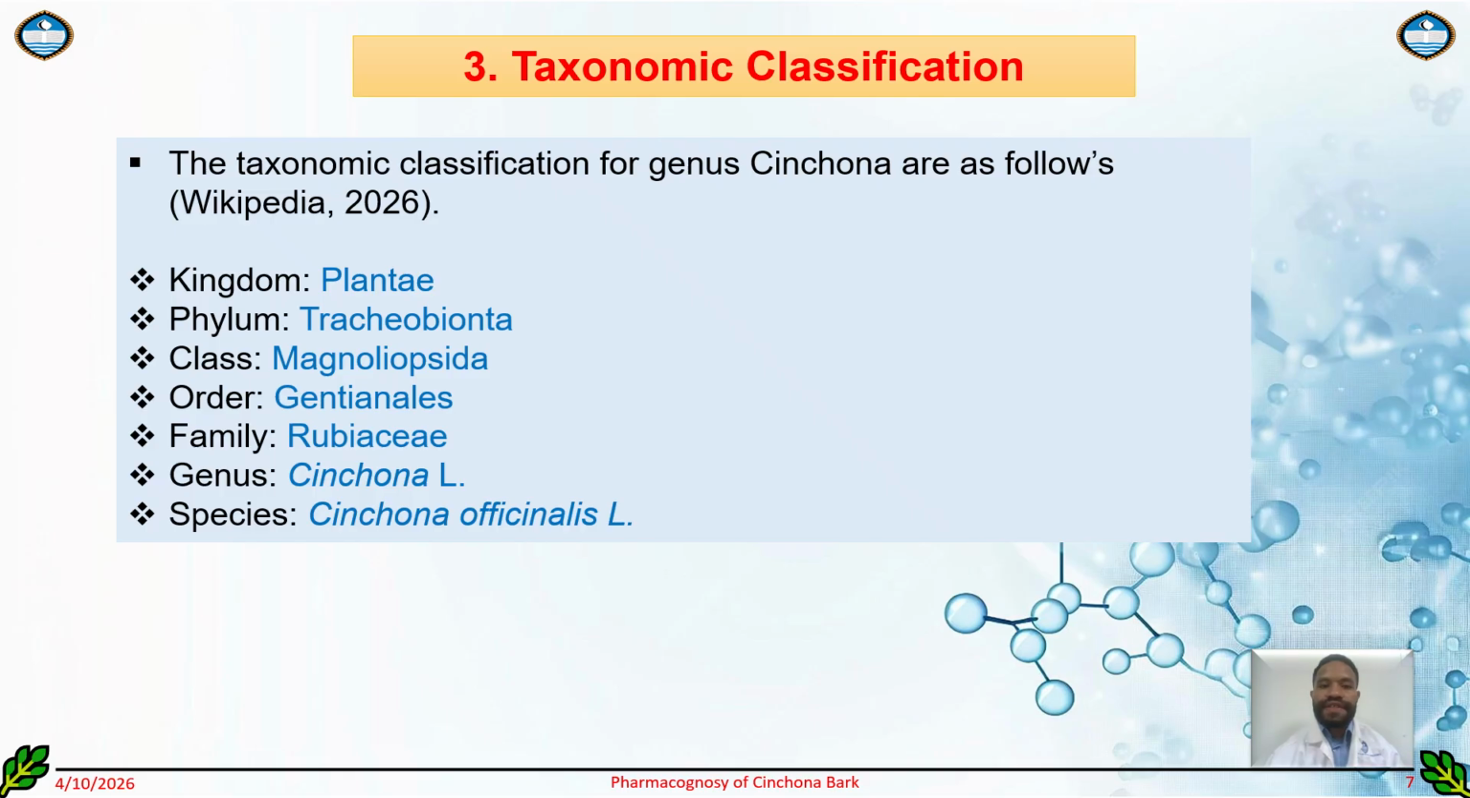3. Taxonomic classification. The taxonomic classification for genus Cinchona is as follows: Kingdom, Plantae; Phylum, Tracheophyta; Class, Magnoliopsida; Order, Gentianales; Family, Rubiaceae; Genus, Cinchona; Species, Cinchona officinalis.